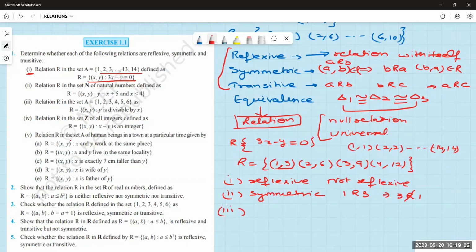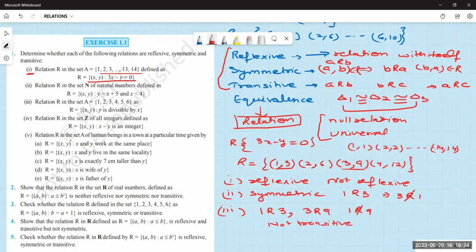No, it is not transitive. Reason? (1, 3) belongs to R, (3, 9) belongs to R, but (1, 9) does not belong to R. It says 1 is related to 3, 3 is related to 9, but 1 is not related to 9. So, not transitive.